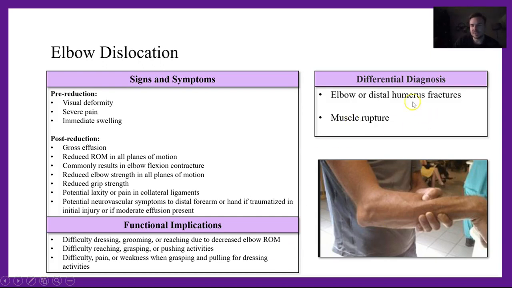So differential diagnosis, because of the deformity and the bruising and stuff that's associated with it, you may want to rule out an elbow fracture, like an olecranon fracture or a distal humerus fracture. But really, it's not your job as a PT. Your job is to rehab them. But it's something to think about as an on-field injury. Main thing you want to understand is if something looks wrong like this with the elbow, they need to get to the emergency room as fast as they can.